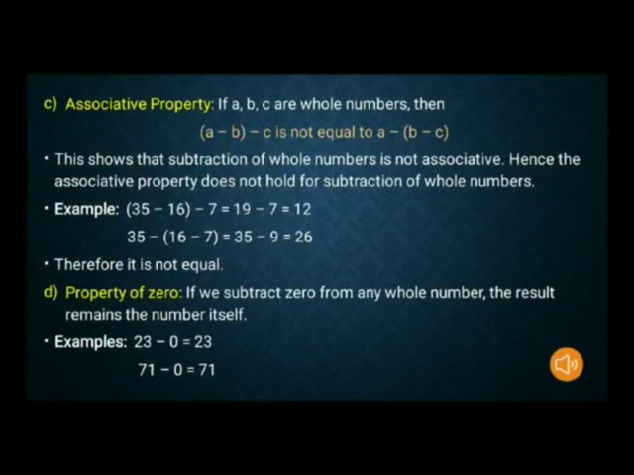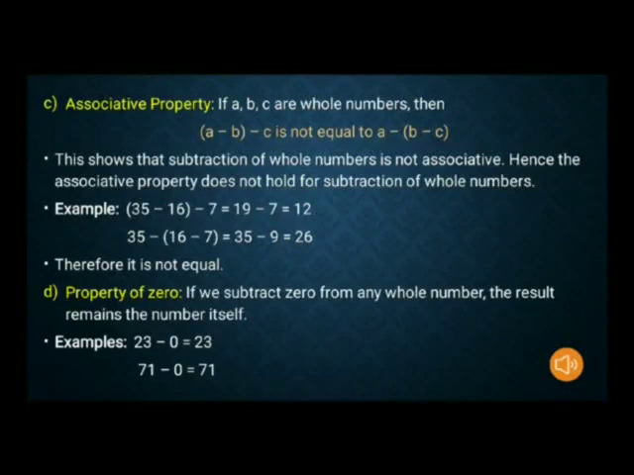Dear students, now let's discuss the associative property. If a, b and c are whole numbers, then a minus b, and whatever answer you get, you then subtract c from that. This is one side. On the second side, first you subtract c from b, that is b minus c, and then subtract the result from a. It shows that subtraction of whole numbers is not associative. Hence, the associative property does not hold for subtraction of whole numbers.